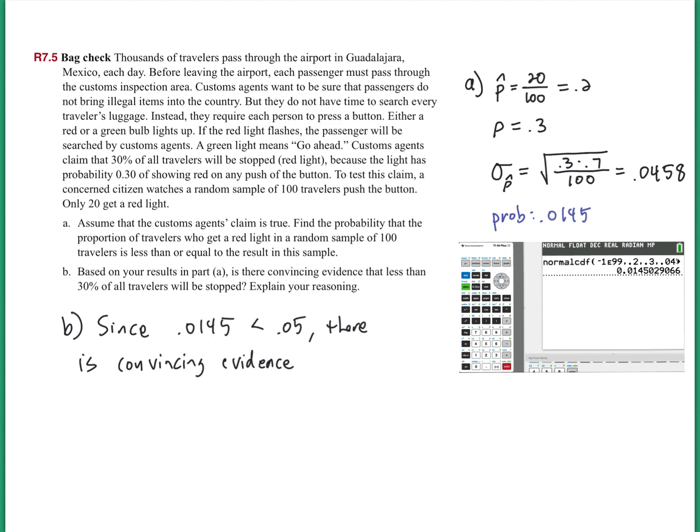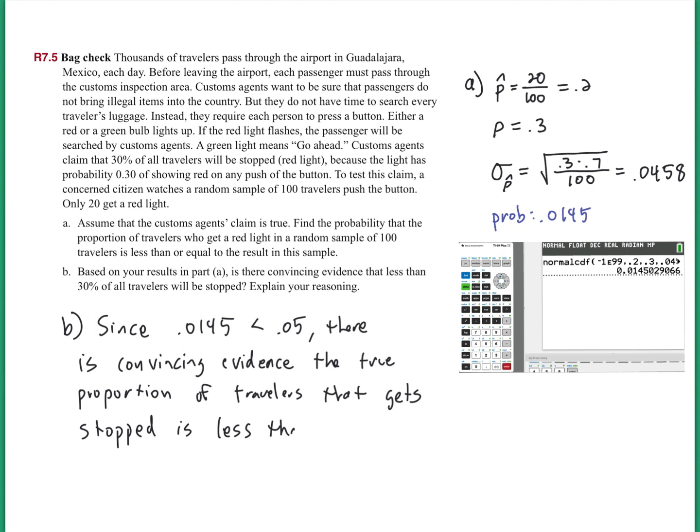So there's convincing evidence that the true proportion of travelers that gets stopped. There is convincing evidence that the true proportion of travelers that gets stopped is less than 30%. Less than 0.3, let's say.